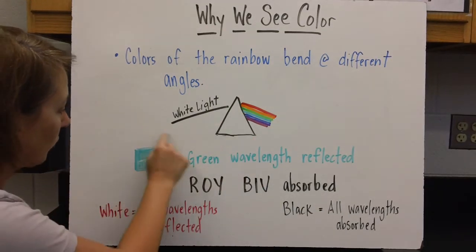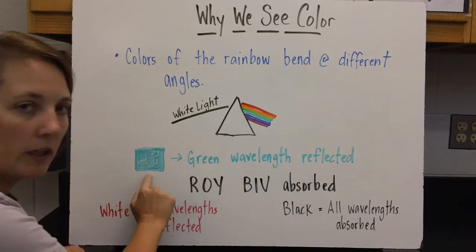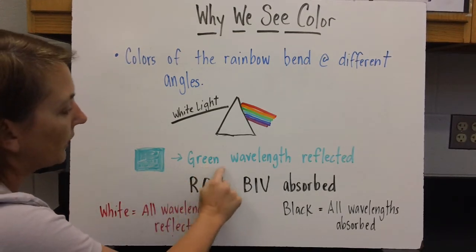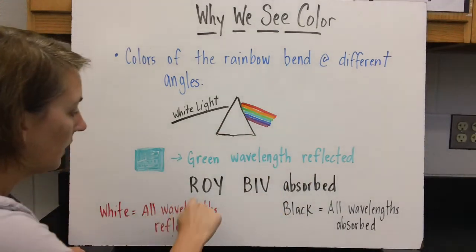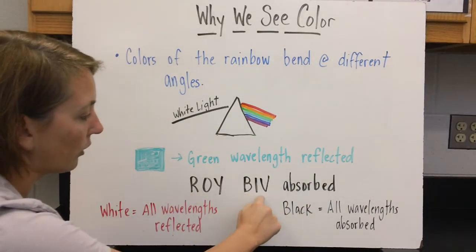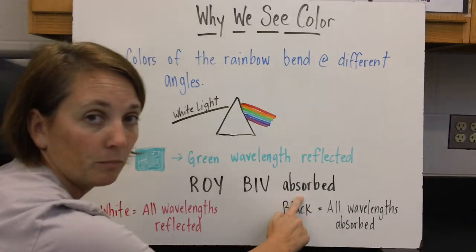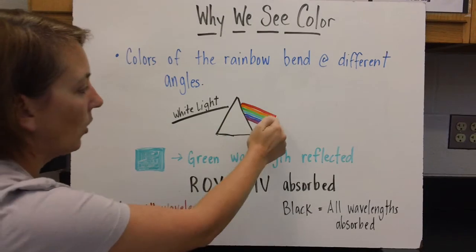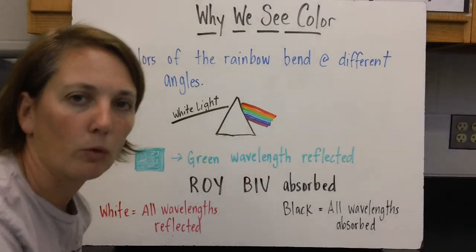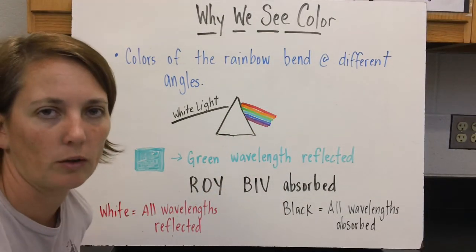So if we have this green square here, why is it green, all right? The green wavelength is being reflected, so that's the color that we see. Red, orange, yellow, blue, indigo, violet are absorbed. All right, so we can't see those particular colors. Now, are these the only colors that we have in our world? No, we can see millions of colors with our eyes.